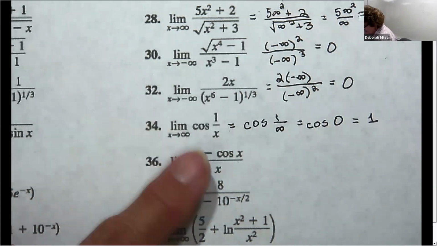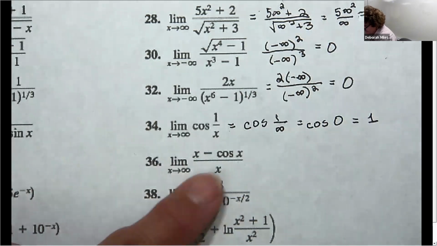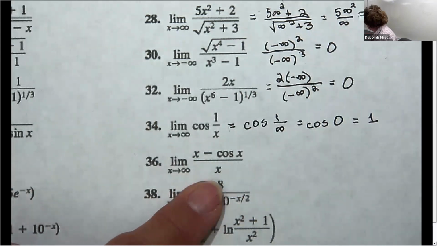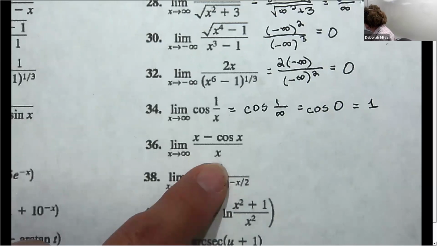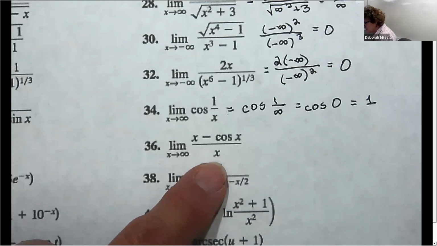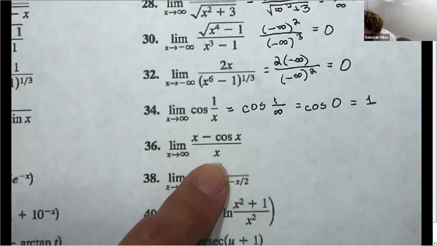This last one, we need to take a deep breath. The limit as x goes to infinity of (x minus cosine x) divided by x. You can shout out an answer, but you're going to have to explain your answer. No steps.